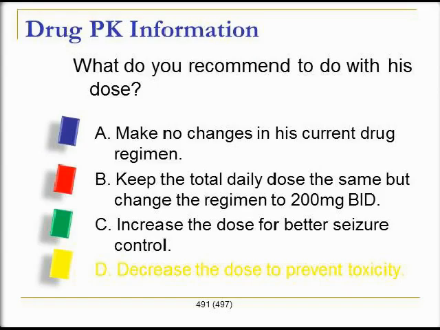So the correct answer is D, you need to decrease the dose. Because in renal failure, we would double the concentration, 13.6, so that corrected is about 27. That's too high, so we would need to decrease the dose.